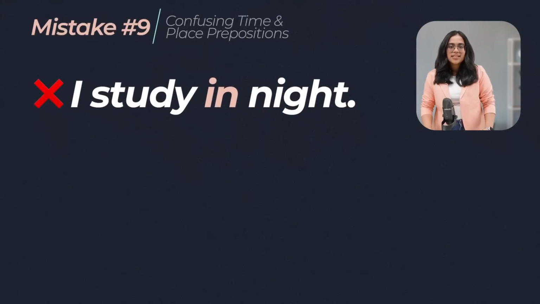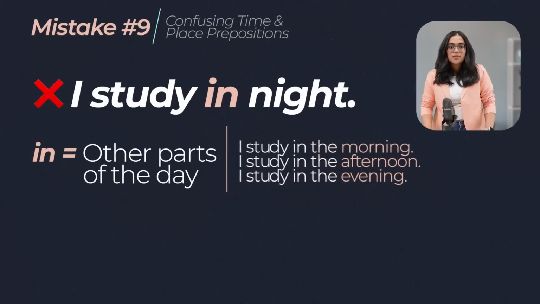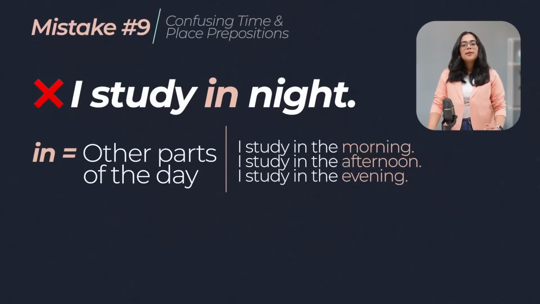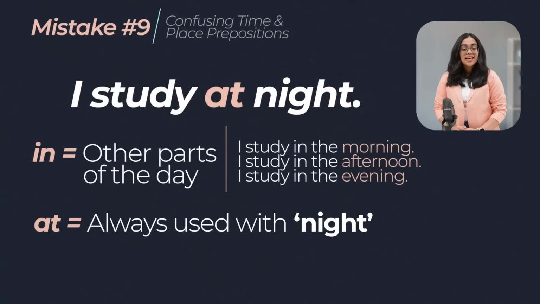I study in night. Now, why is this wrong? Now, this is one of those tricky rules with the time prepositions. See, we can use in for other parts of the day, like I study in the morning, I study in the afternoon, or I study in the evening. But when it comes to night, we always use the special preposition at. So the correct and natural way to say is, I study at night.